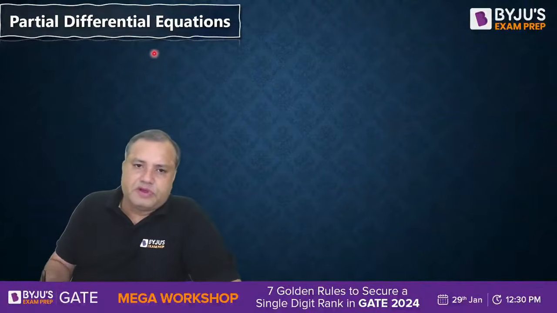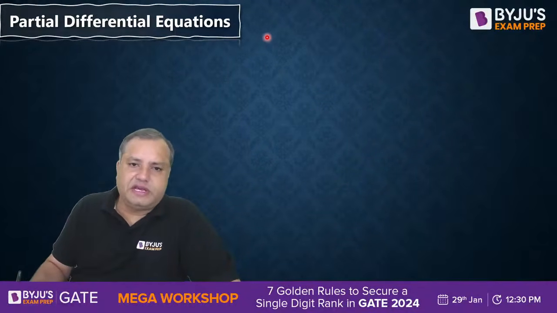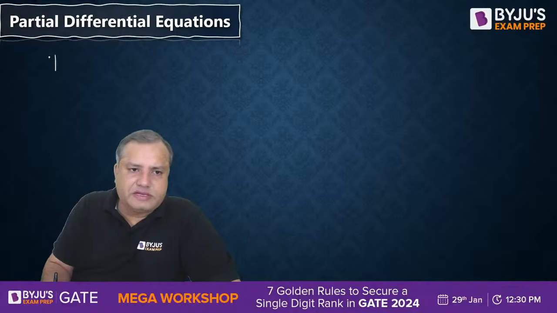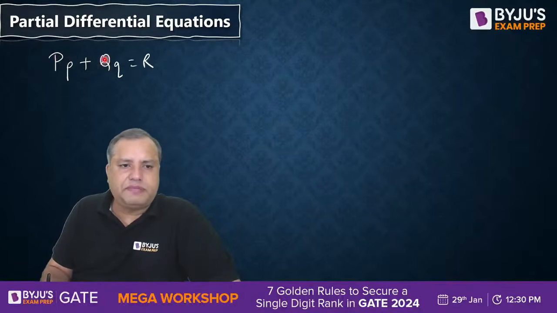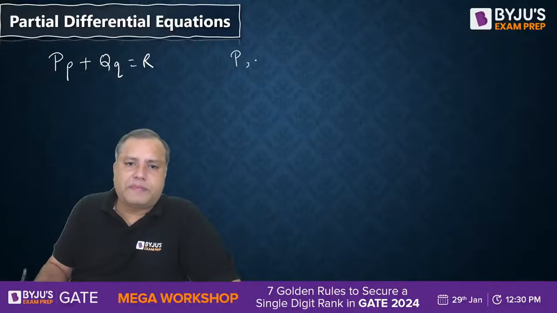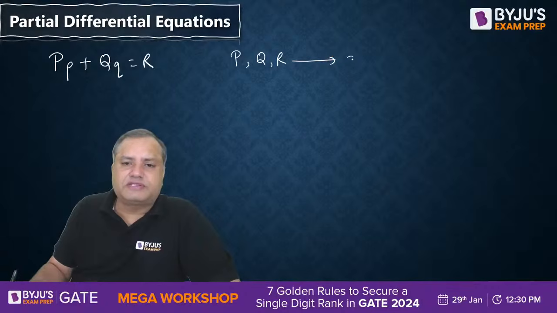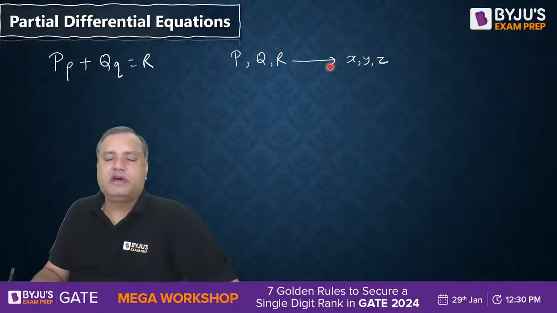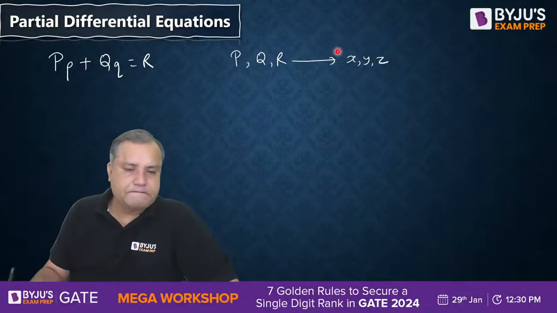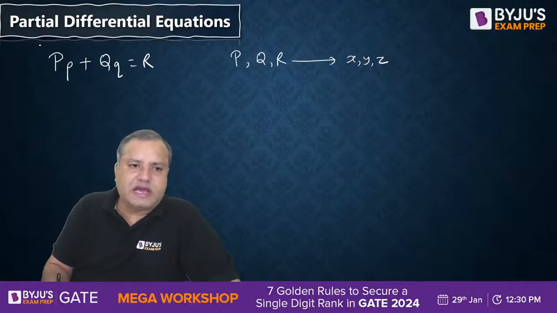Listen carefully. When we talk about first order linear PDE, its format is Pp + Qq = R. Now you may be thinking, what are capital P, Q and R? Capital P, Q and R are functions of x, y and z. Comfortable?